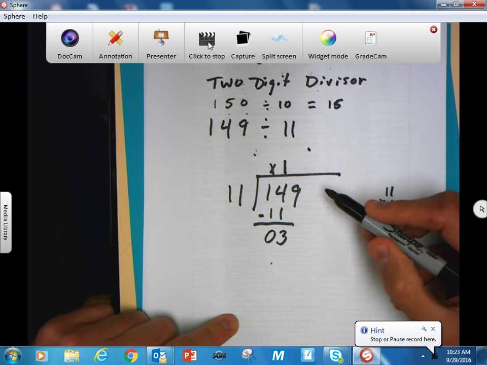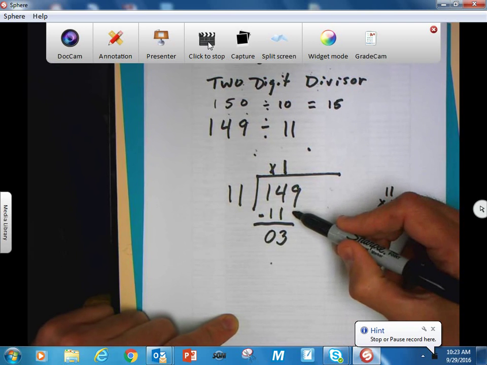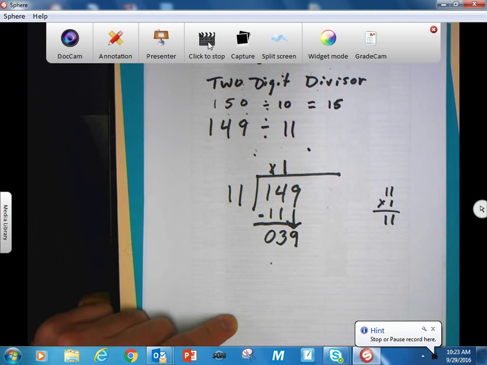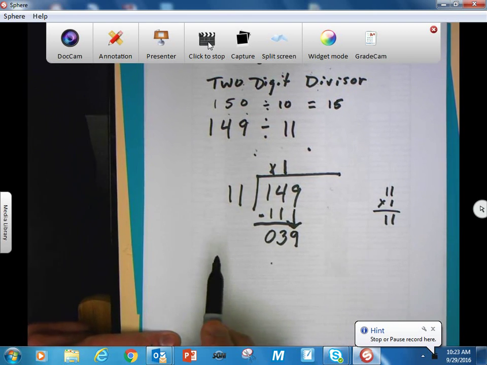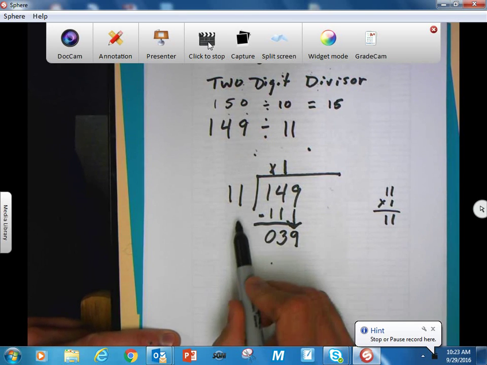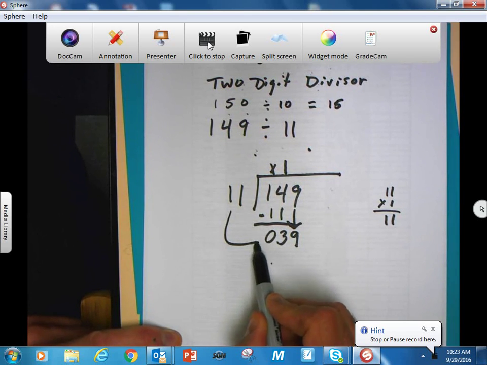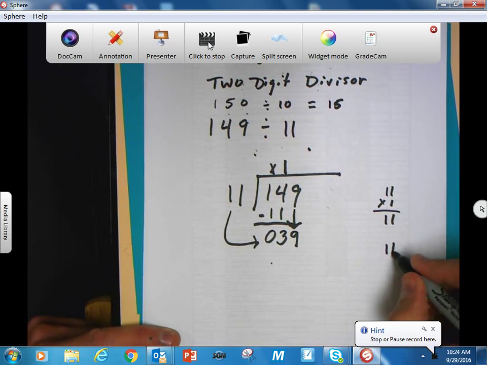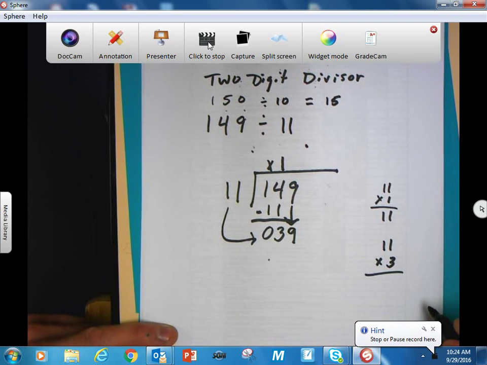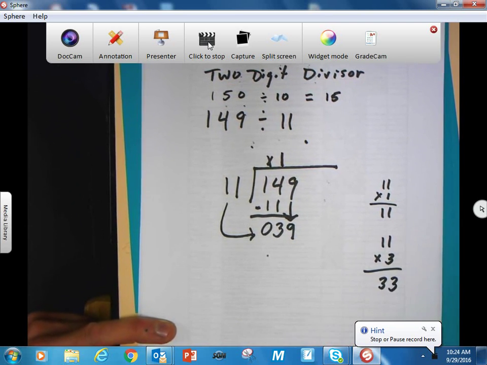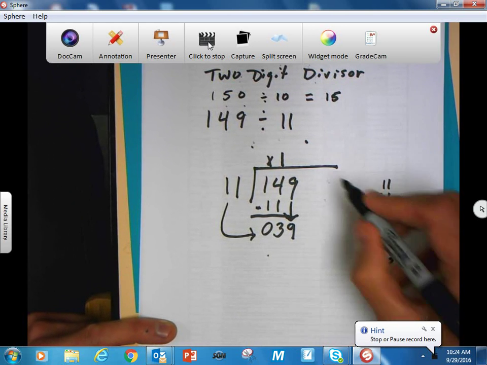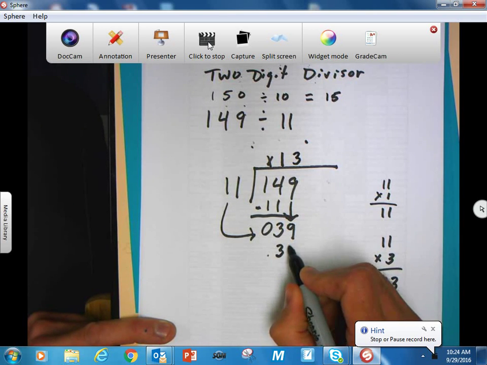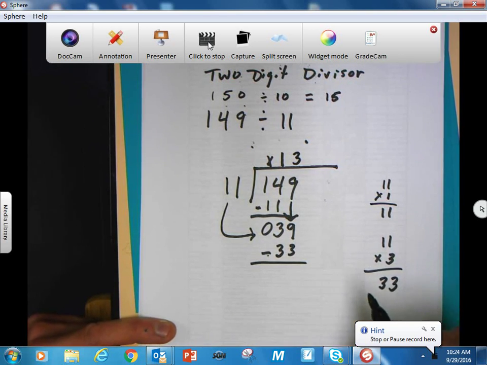Okay, but let's not forget about our next place value position. We need to bring down the next place value position, which is the 9, which is 9 ones. Now I'm asking myself, how many groups of 11 will go into 39? And we already know that it goes in 3 times. 11 times 3 is 33. So I'm going to write down 3 above the 9. 11 times 3 is 33. And I'm going to subtract 33 from 39.